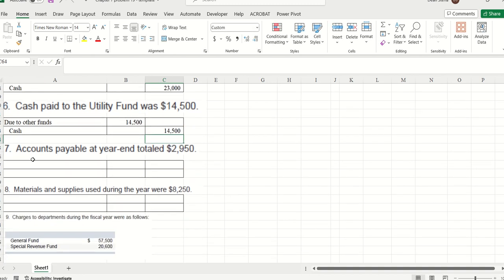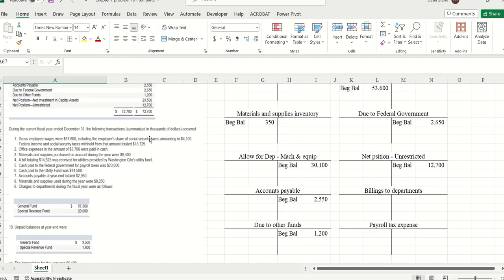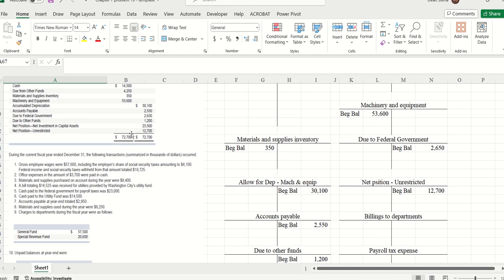And then number 7, accounts payable at year end totaled 2,950. So we have to figure out how much is in there. So if we look at our beginning balance for that, our beginning balance is $2,550. That's that right there.